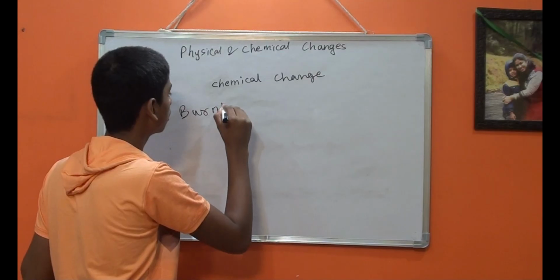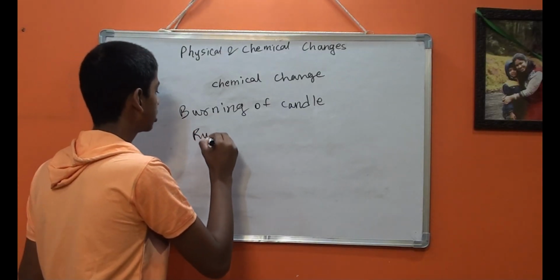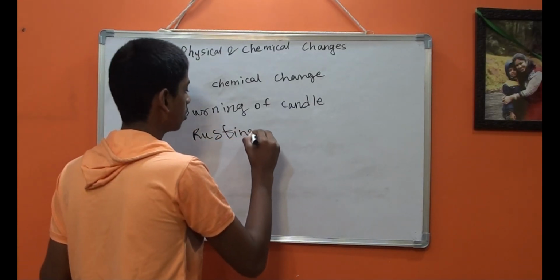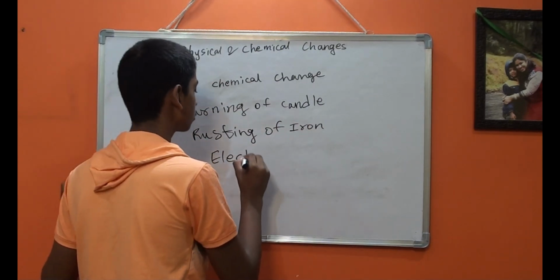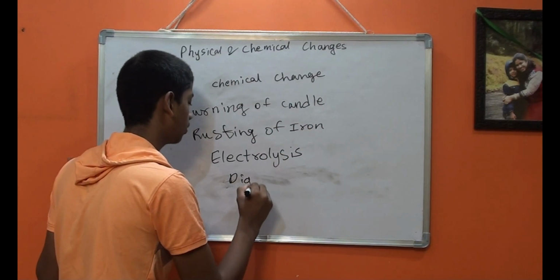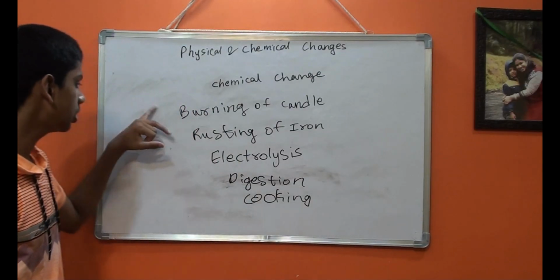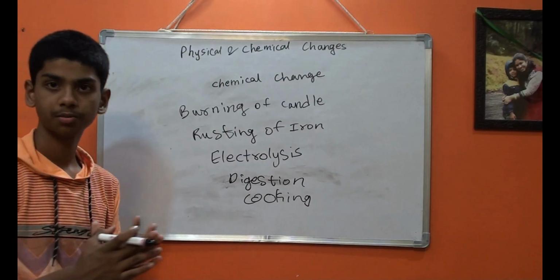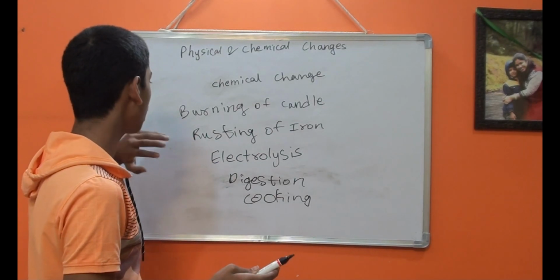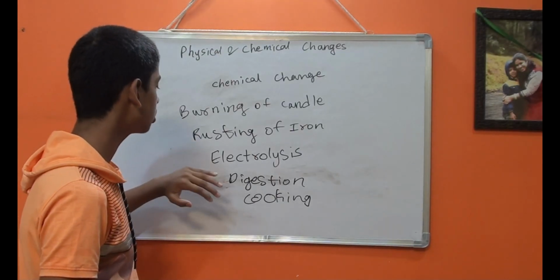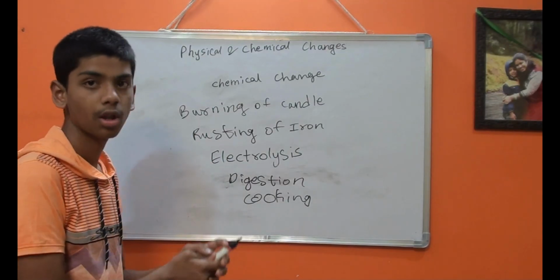burning of candle, rusting of iron, electrolysis, digestion, cooking, etc. Now these are some examples of chemical change. Burning of a candle, rusting of iron, electrolysis, digestion, cooking. These are some examples of chemical change.